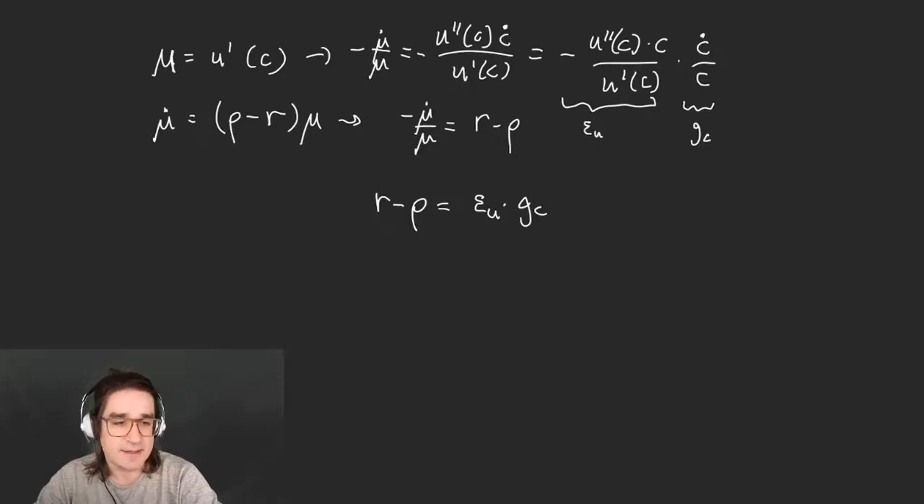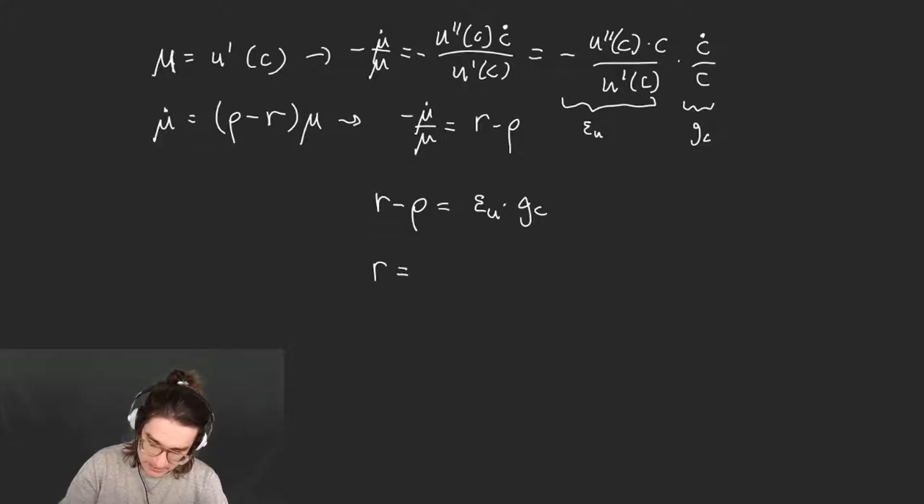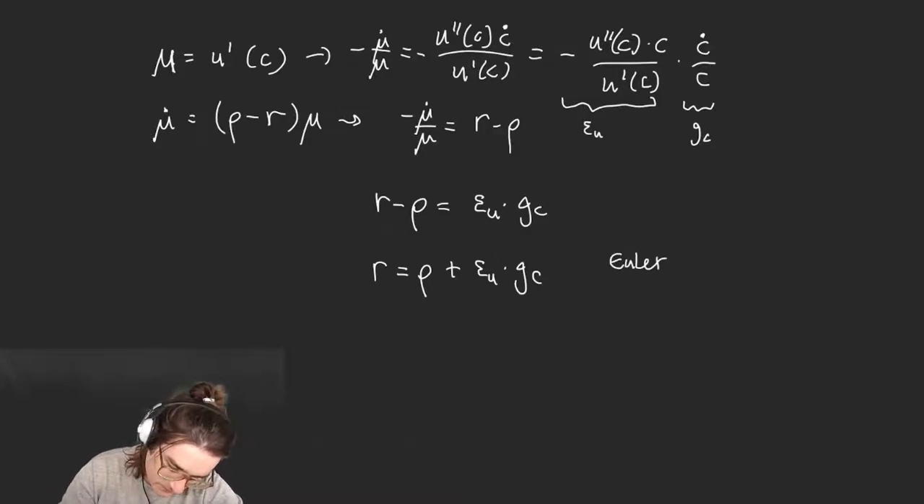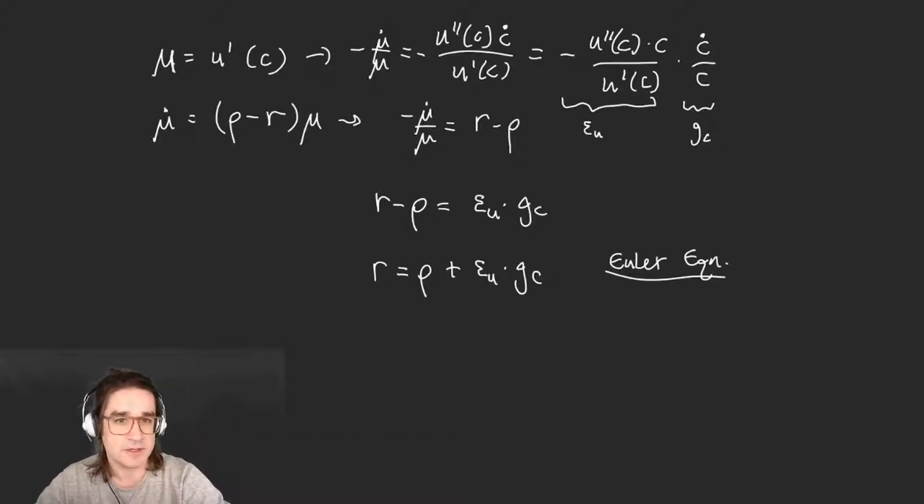I mean, in a sense, right? It's a simple equation. It relates four things that we are interested in and of themselves: the growth rate of consumption, the elasticity of utility, the pure discount rate, and the interest rate. Oftentimes people write it like r is equal to rho plus epsilon_u times g_c. And this is the Euler equation, one of many hundreds probably of Euler equations, but this is an Euler equation.